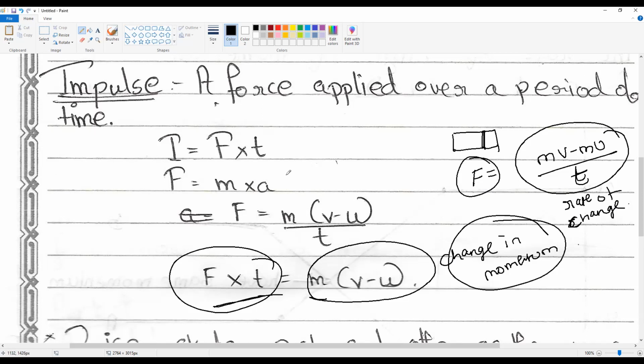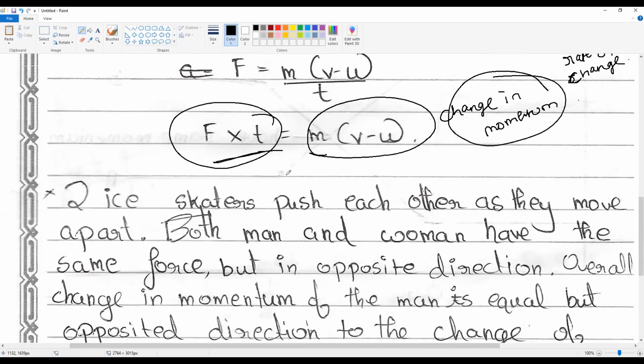Okay, so you guys know how to derive this formula now. F is equal to m into (v minus u) by t. Taking the bracket, it equals mv minus mu. What is mv minus mu? Change in momentum. What is (mv minus mu) divided by t? Rate of change of momentum.